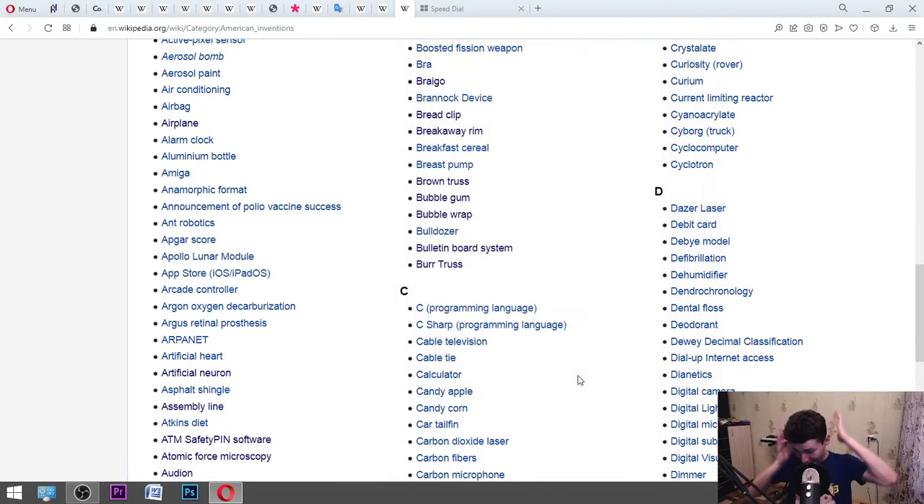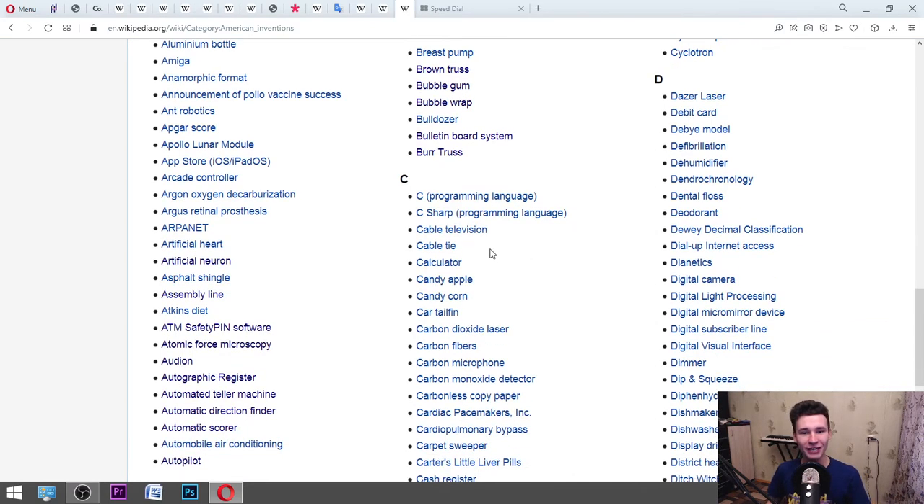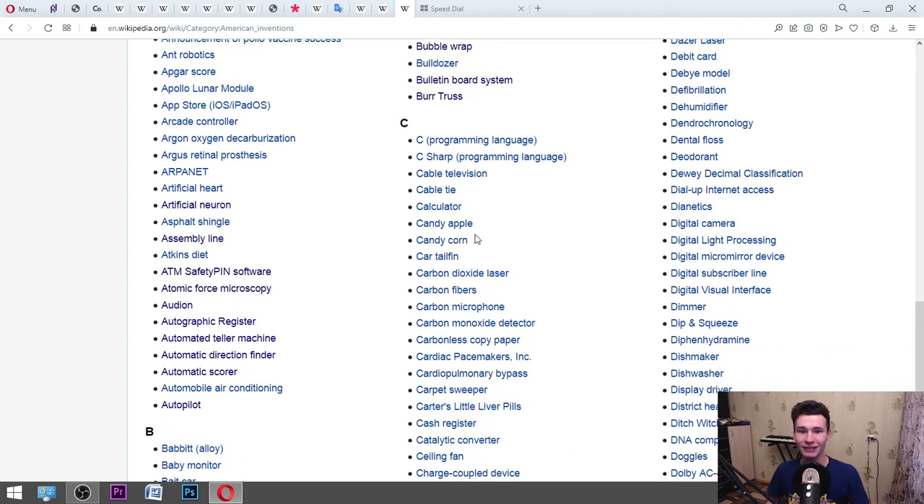You need to recalculate this information inside your mind, and let's go to the C programming language, C sharp, cable television, cable tie, calculator, and candy apple.